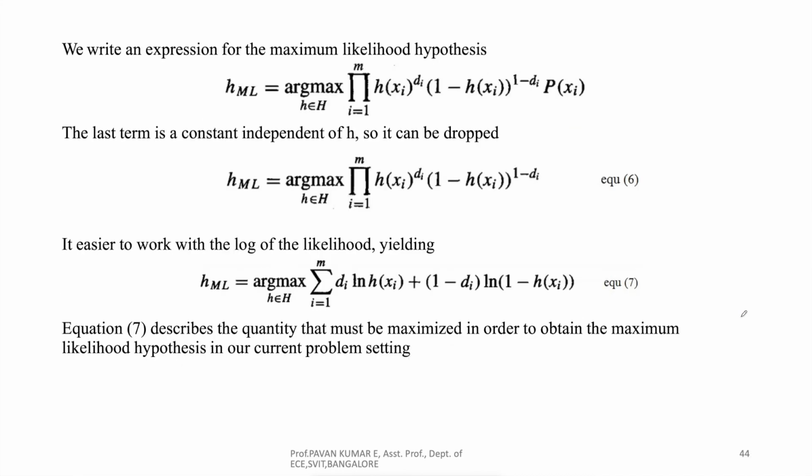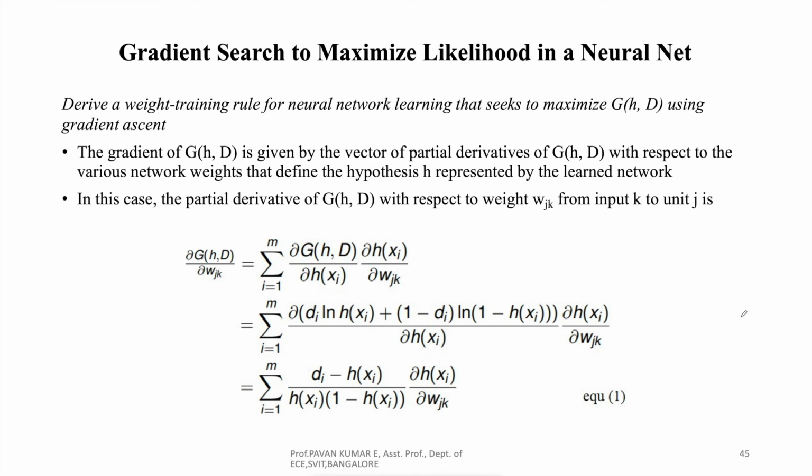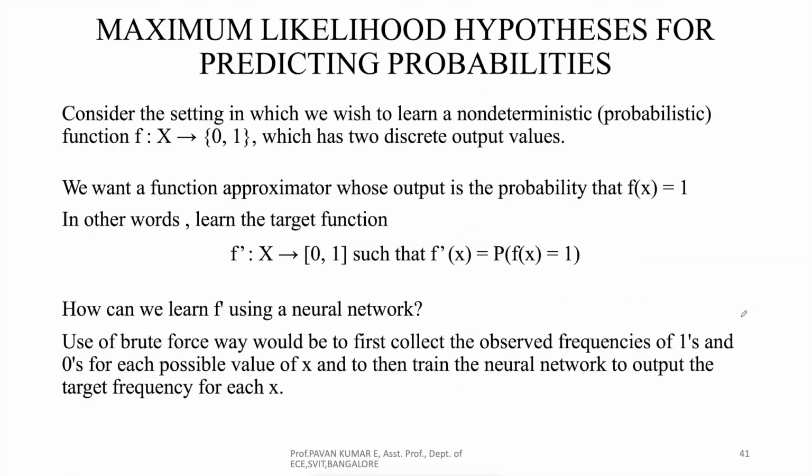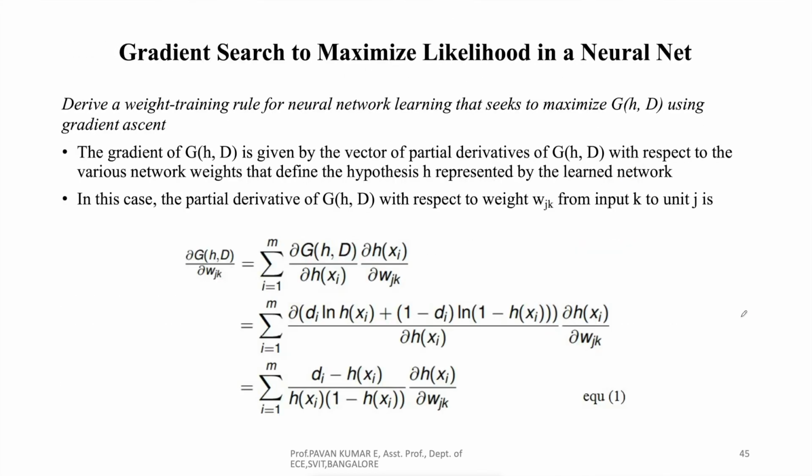You can leave this out, it's not important for you. I hope you understood this maximum likelihood hypothesis for predicting probability. Then we'll go for the gradient search to maximize the likelihood in a neural network.